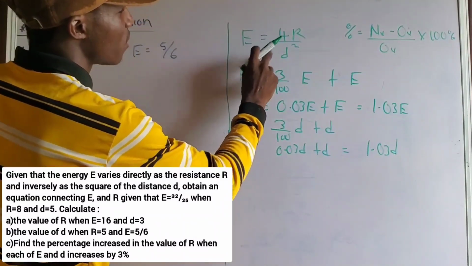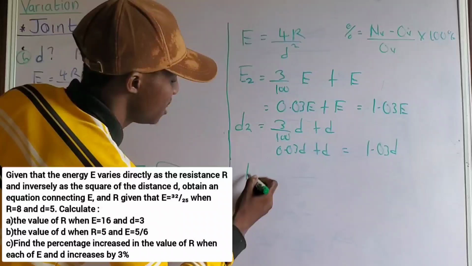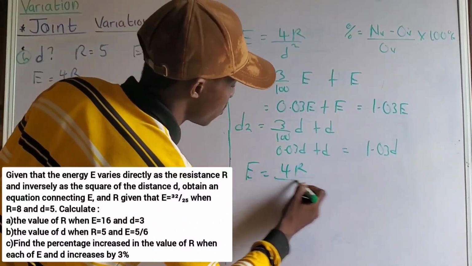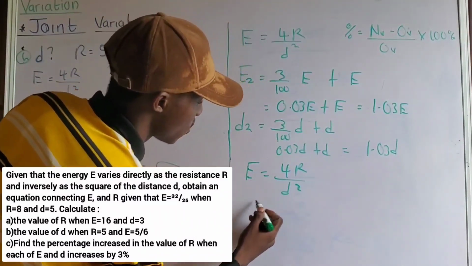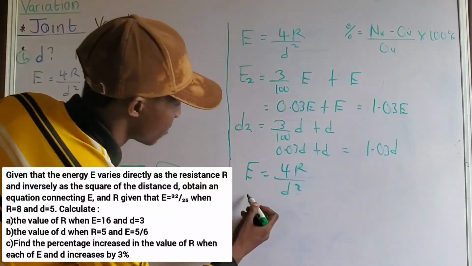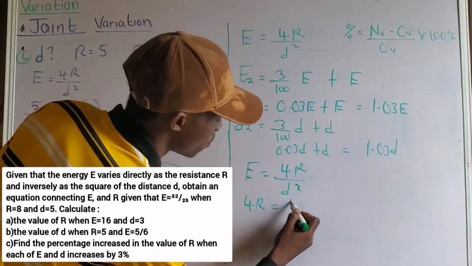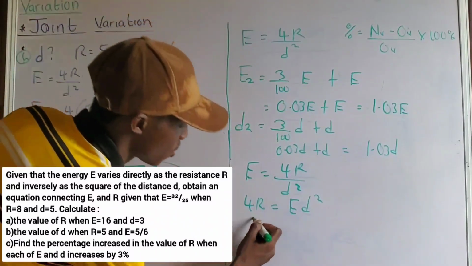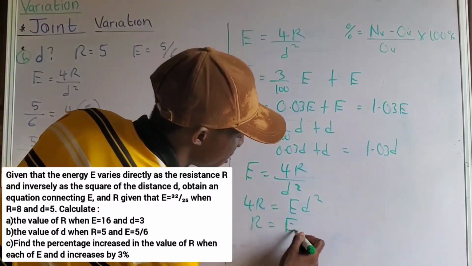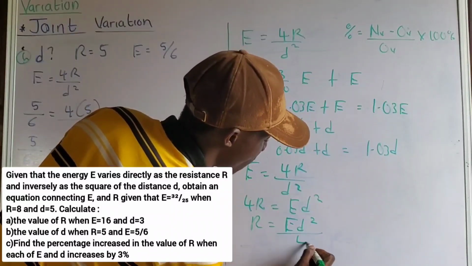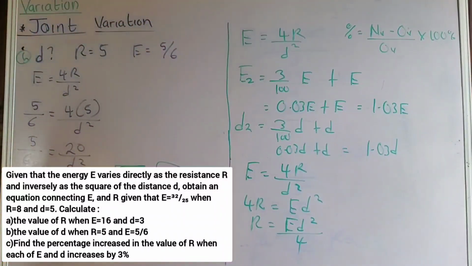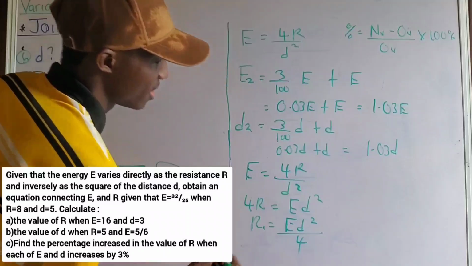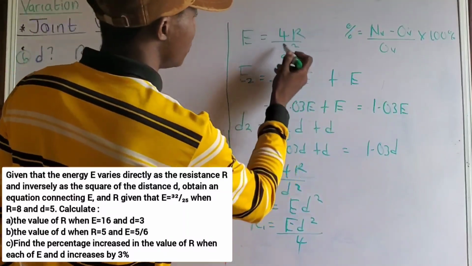Make R the subject of the formula here. I'm going to have E equals 4R all over D squared, right? So for this, I'm going to have 4R equals E D squared, because we are going to take the cross product. So R equals E D squared all over 4. Is that not it? Okay, so that is the value of R. Now, let us call this one R1. Okay, let's call this one R1. Let us call this one E1 also.